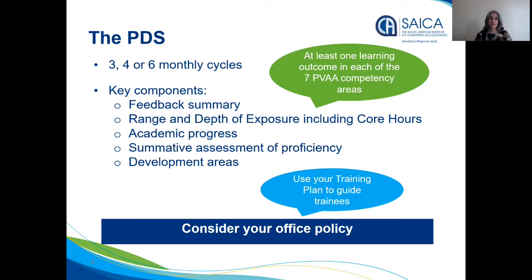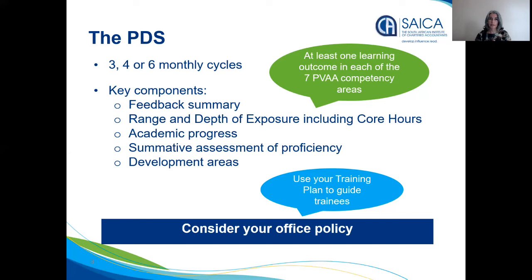So let's say you pick a 6-monthly PDS cycle. In that 6 months, what we are expecting is that the trainee will have provided at least one piece of evidence in each of the 7 competency areas. So what do we mean by that?